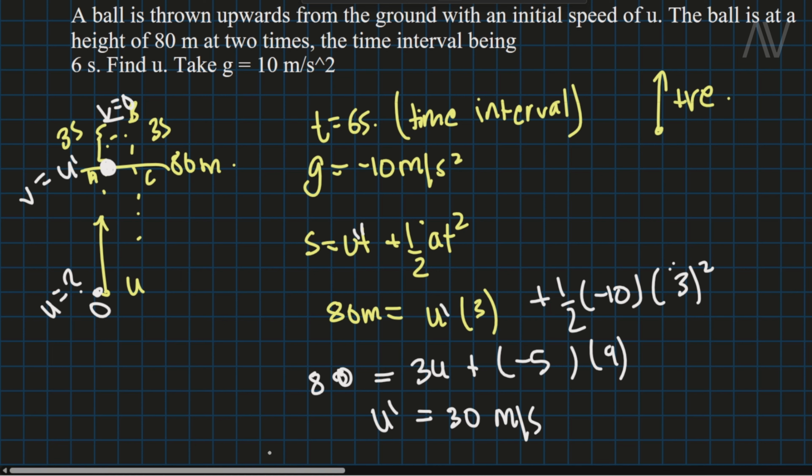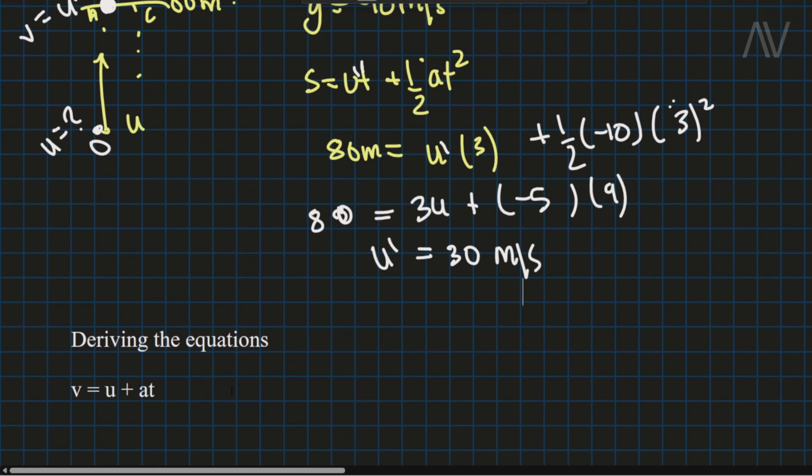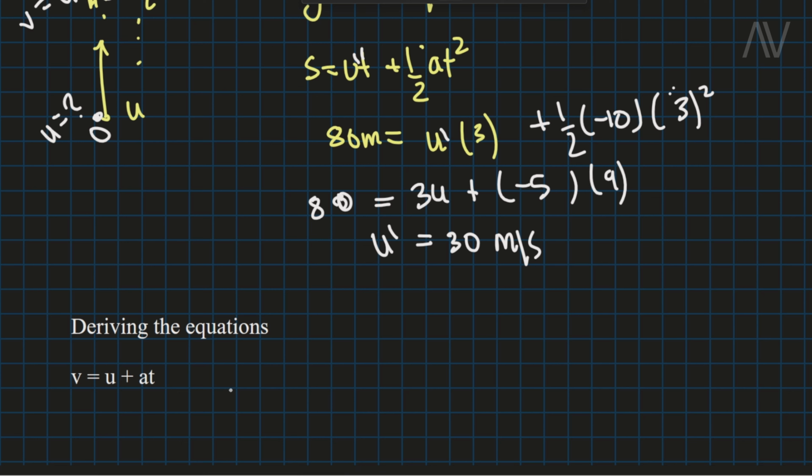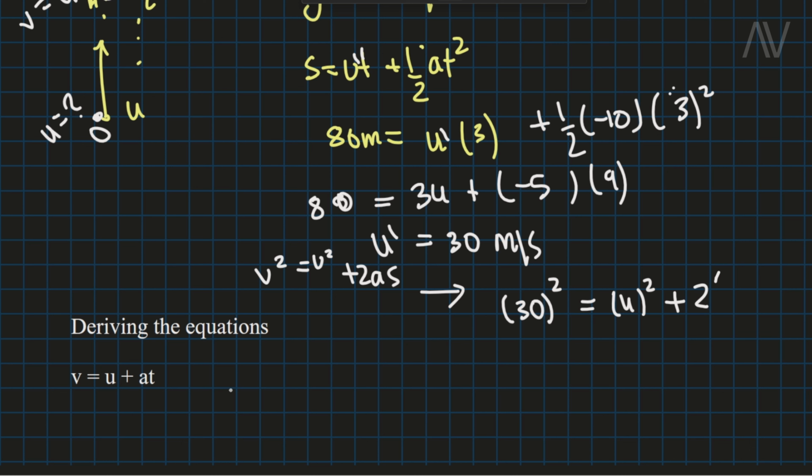Now this is the value of u dash, but we are not finding the value of u dash, we are finding the value of u. So it would be v² = u dash², that is 30² = u² (unknown) + 2 into negative 10 into s, which is 80. 30² is 900, u² plus negative 20 into 80.